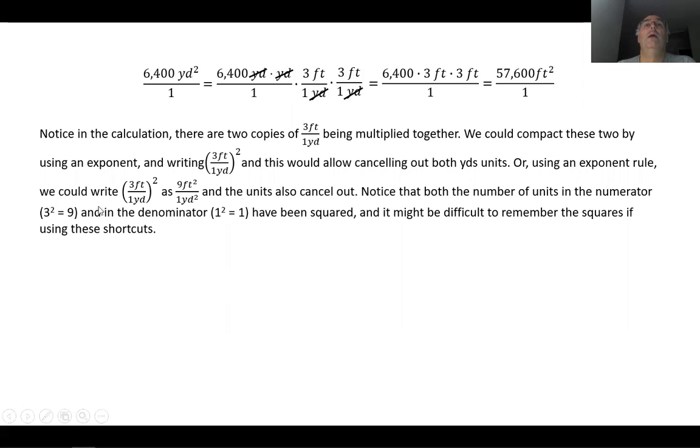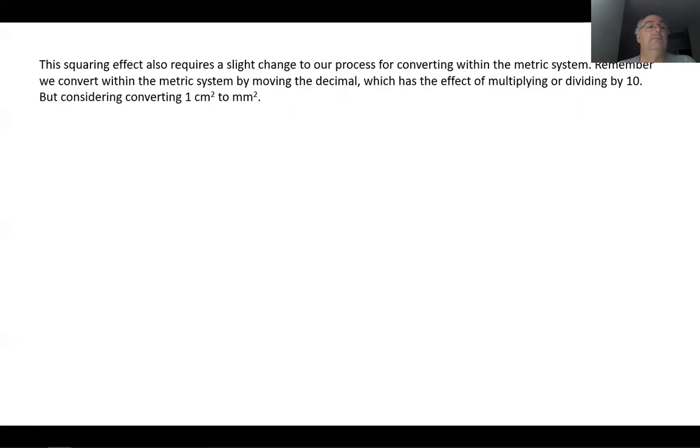Or using the exponent rule, we could distribute that square and just write a single unit fraction of 9 square feet equals 1 square yard. And the units would also cancel out. Notice that both the number in the numerator and in the denominator have to be squared. And this might be difficult to remember if you're going to use these shortcuts. So we could just set it up this way. The square yards would both cancel out right away, and we'd still get 57,600 square feet.